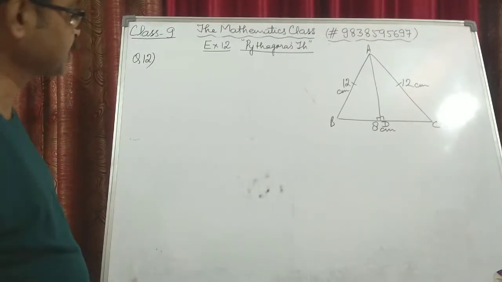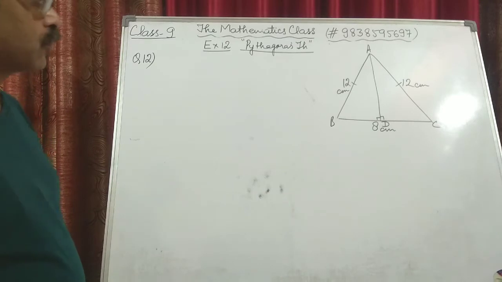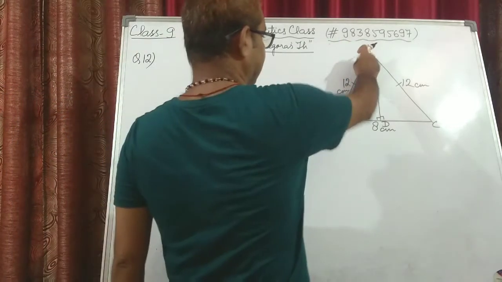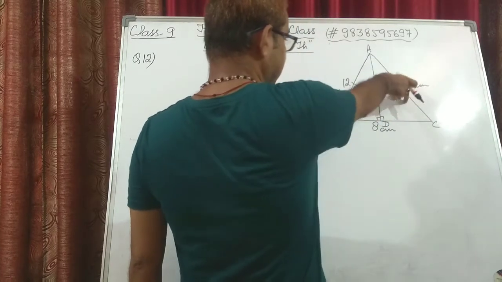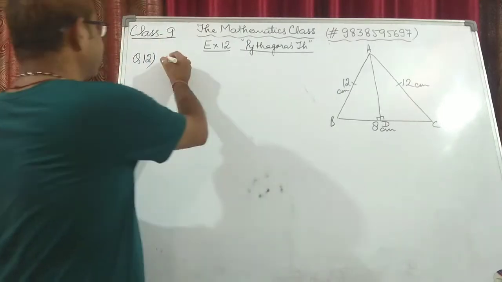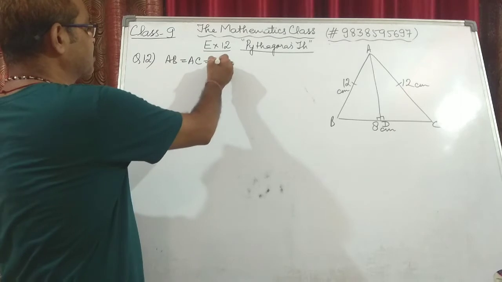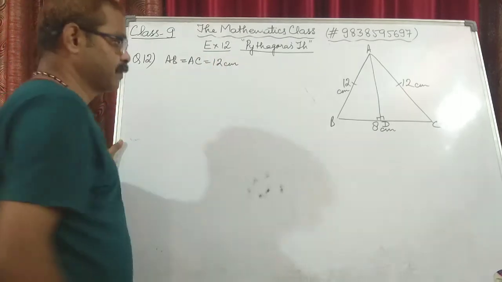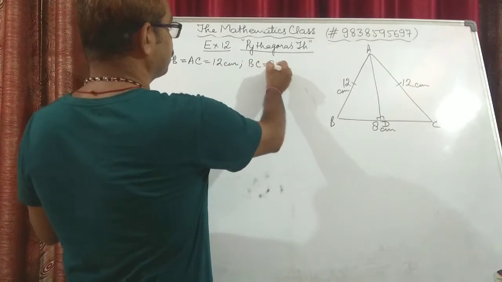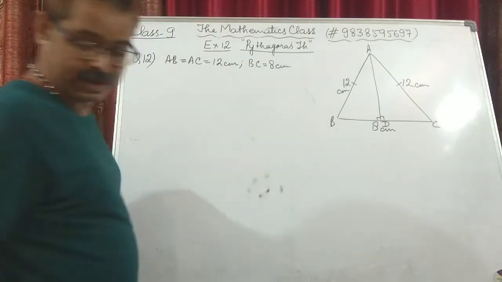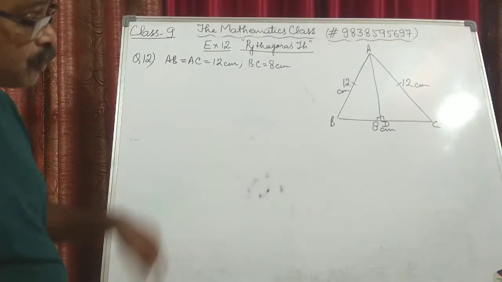Now the next question I am considering is question number 12. In this they say ABC is an isosceles triangle with AB equal to AC equal to 12 centimeters. So I have drawn a triangle ABC which is isosceles, in which AB and AC, both of them, are 12 centimeters, and that is given. Then they say BC is equal to 8 centimeters, and then the third point, they say find the altitude on BC.